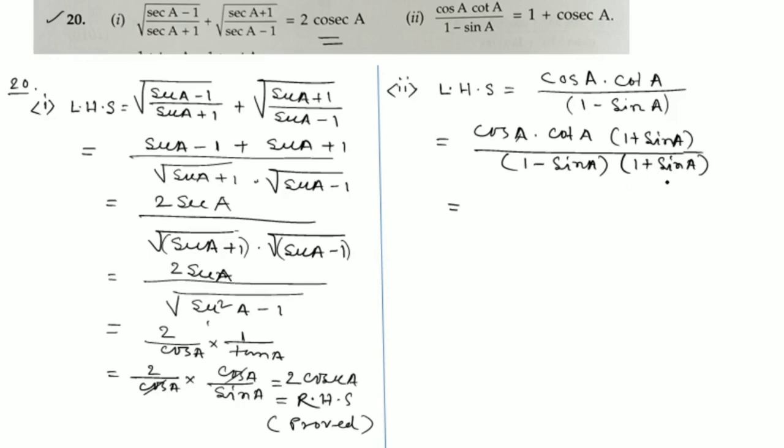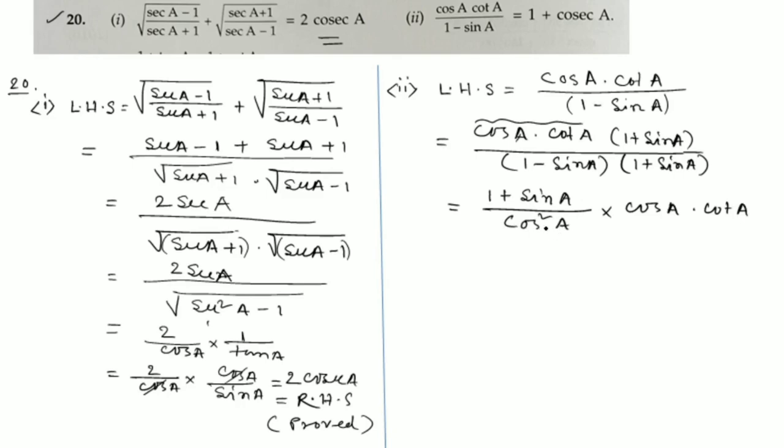Now you can see in the denominator 1 plus sin A into 1 minus sin A means 1 minus sin square A. So it will be cos square A. And in the above it will be 1 plus sin A divided by cos square A into, we write this part here, cos A into cot A.